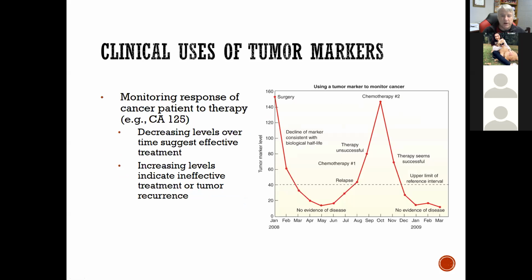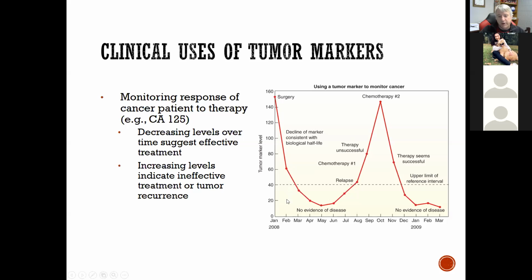So here is from your book. This shows using a tumor marker to monitor cancer. This is a patient with CA-125, and we're going to go through the list here in a little bit. That's where we want to spend most of our lecture time today. But looking at this is how we would go about monitoring after surgery.